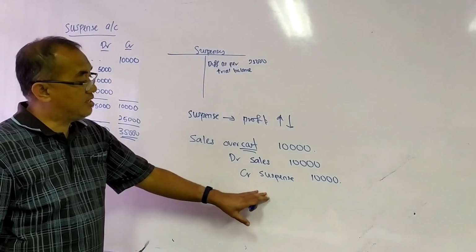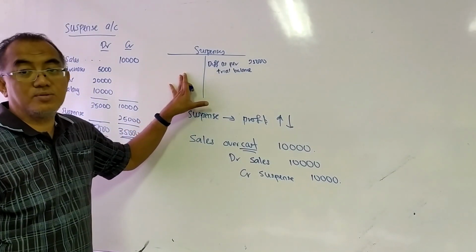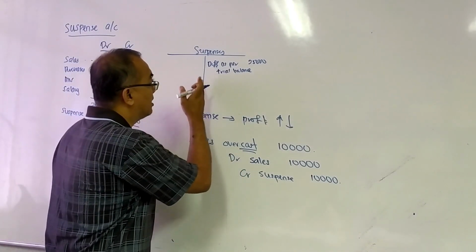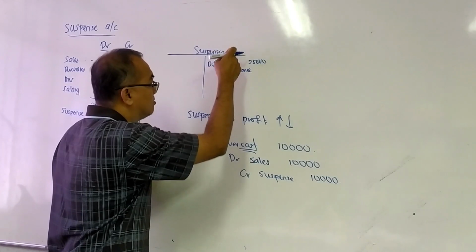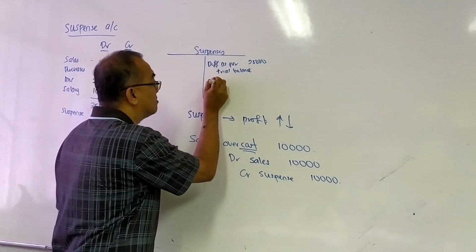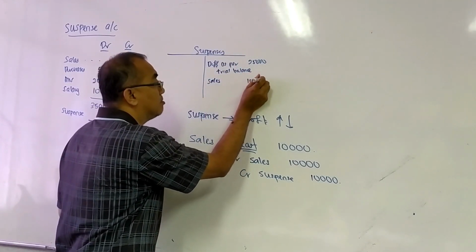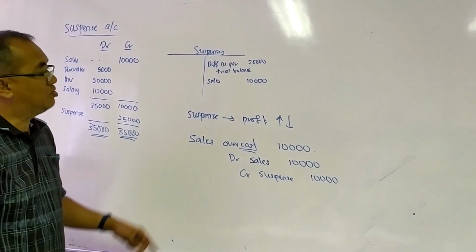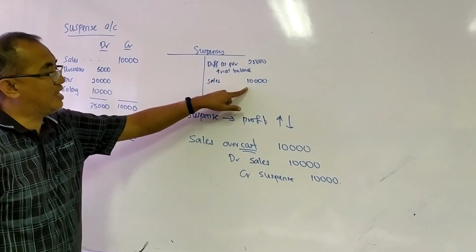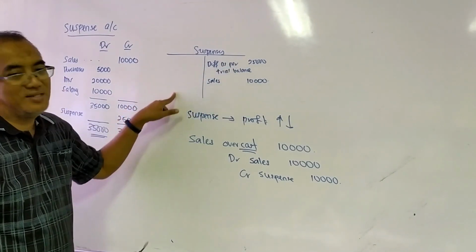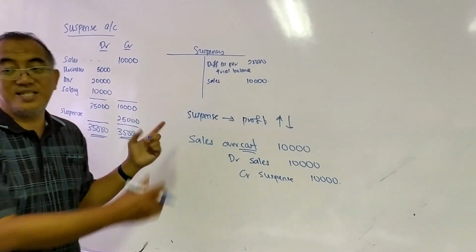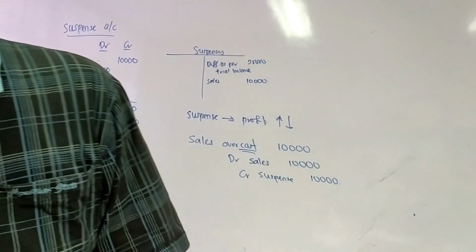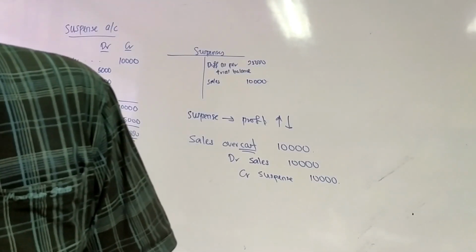So let us use the same example over here. You go to the credit side of the suspense account and put here sales 10,000. Even though 25,000 is not yet settled by this 10,000, it's just an example. Okay, sales were overcast by 10,000.